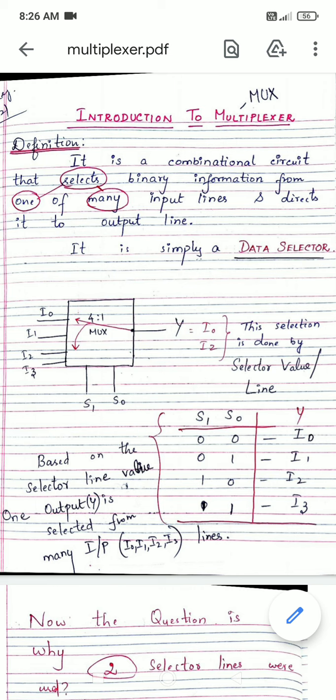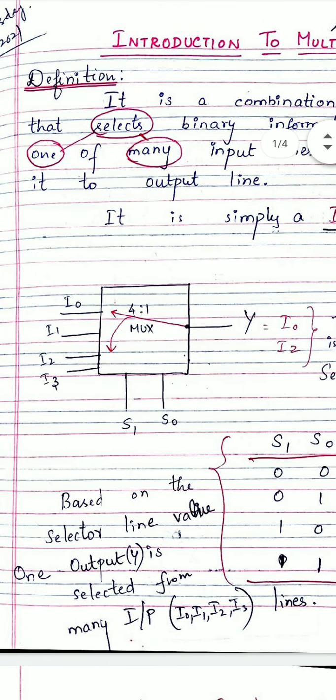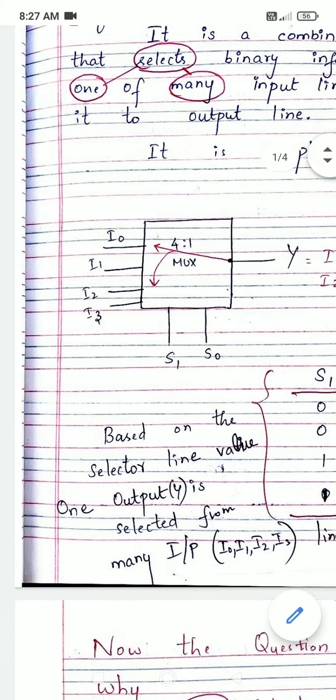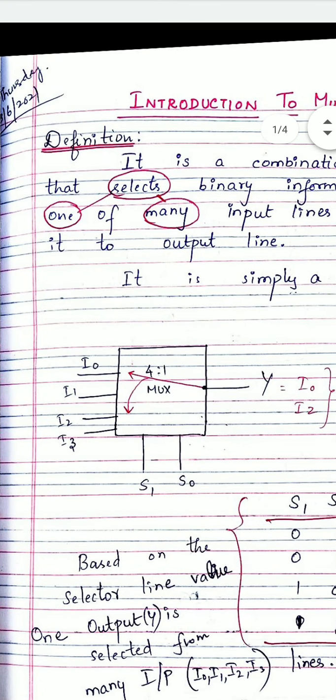Before getting to the definition directly, first look at this diagram. We already have some prior knowledge in constructing or implementing decoder and encoder. In the same way, we are going to construct a multiplexer, but how it differs from the encoder and decoder is what we are going to study now. Now, look at the diagram.